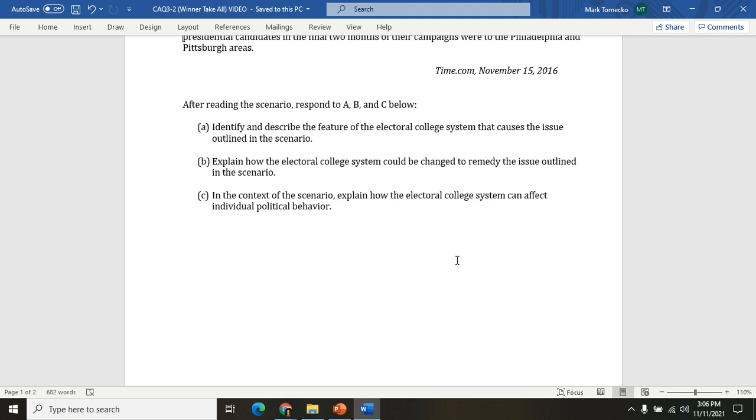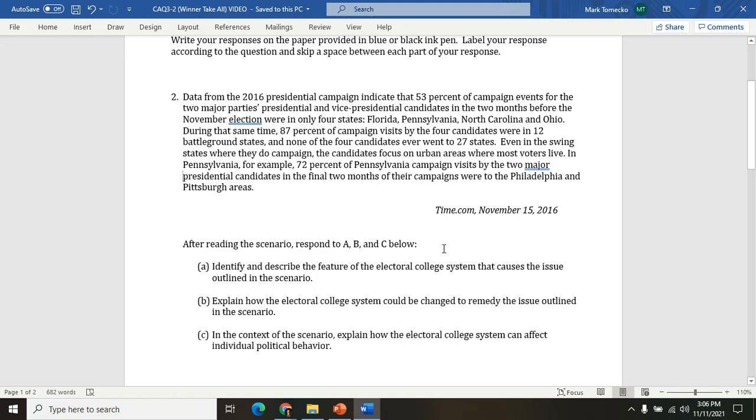Now, I hope you realize that the most basic individual political behavior is voting, but there are others. So this question is asking, in the context of the scenario, explain how the Electoral College system might affect someone's individual political behavior. And again, the simplest thing would be, how might it affect the way in which someone votes or whether or not they do vote? That's kind of what this is getting at. So now let's take a look at the scenario.